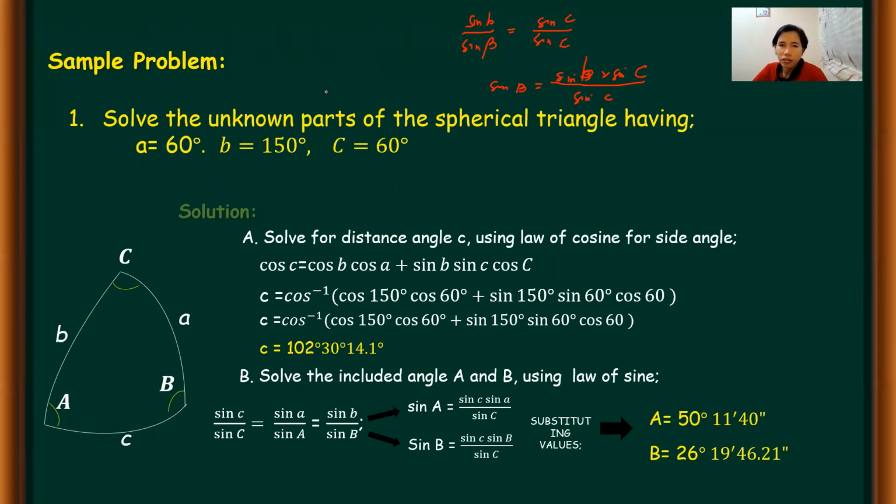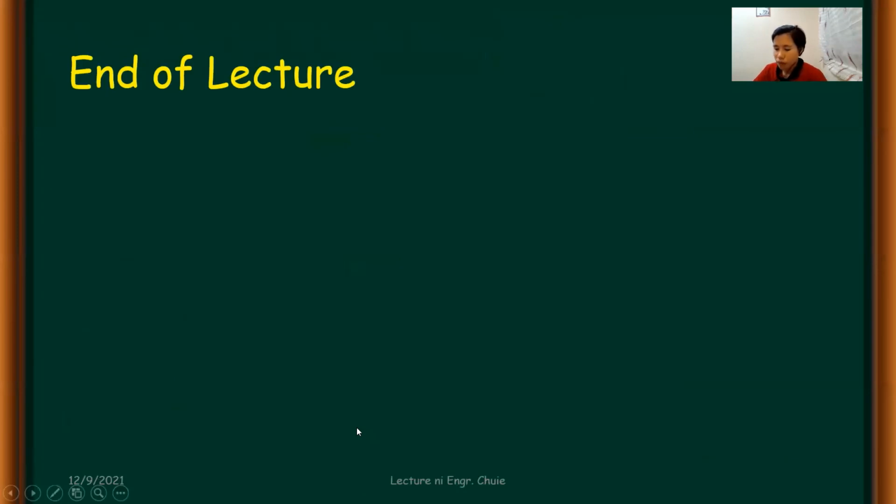So just use the formula. Identify what is given, what is asked, and what is the most preferred formula to be used to compute the remaining parts of this spherical triangle. So that is the end of our lecture. I will be giving you additional items to be solved on the quiz, and then I will be posting the schedule for our long exam for the spherical triangle. Then we have our final examination.